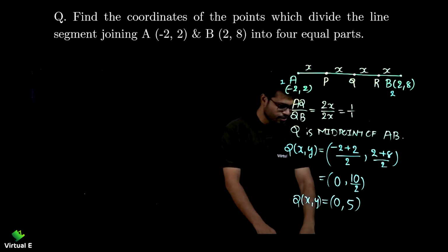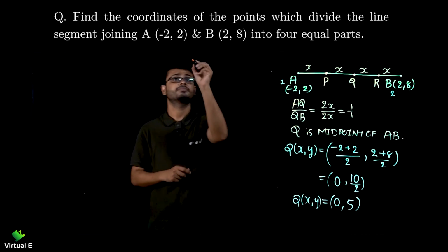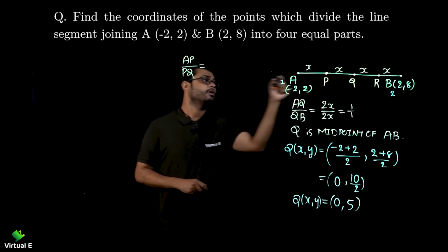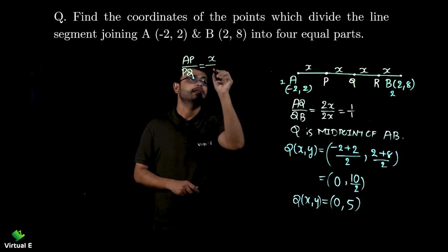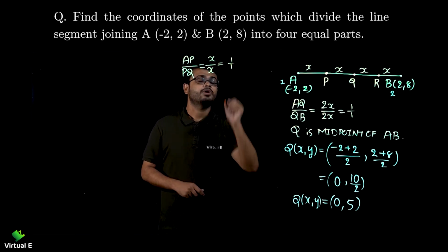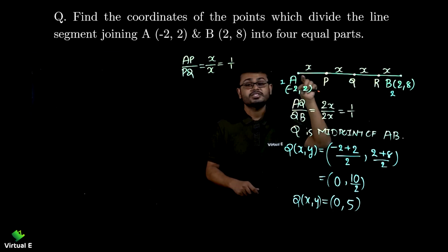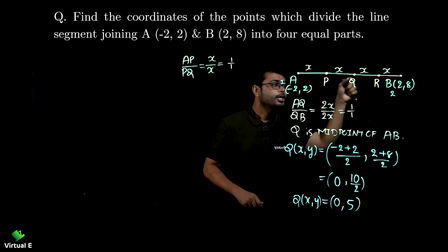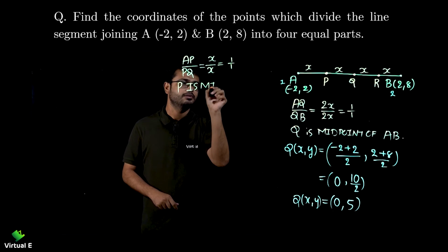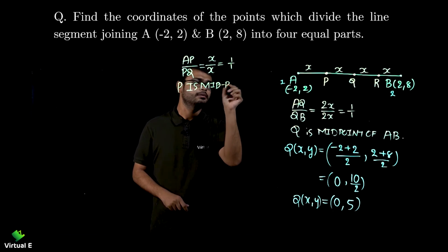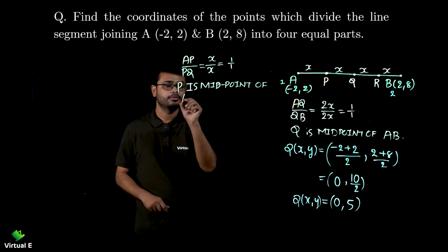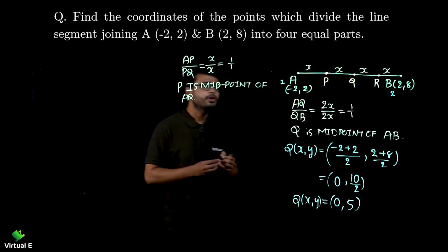Let me take the ratio of AP and PQ. So AP is X, and so is PQ, which is X. So again it is 1 by 1. So P is a midpoint of AQ. P is the midpoint of what? AQ. Do we have coordinates of A?